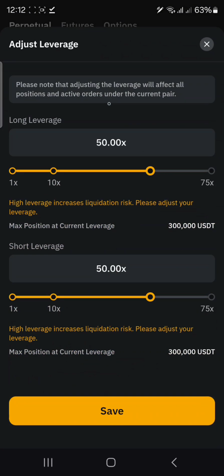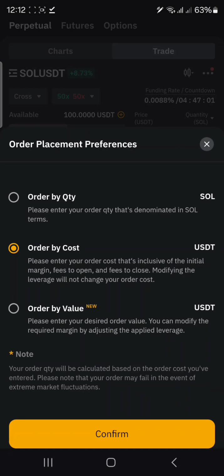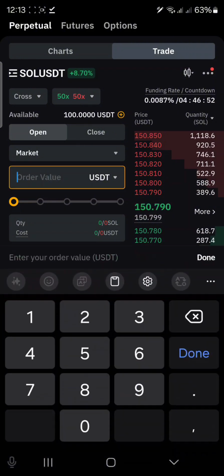So this is it. Just come here, then select order by value. Here we are using 50x, so just input 100. That's all. Can you see? Order by cost was showing us 1.9, which is approximately $2.